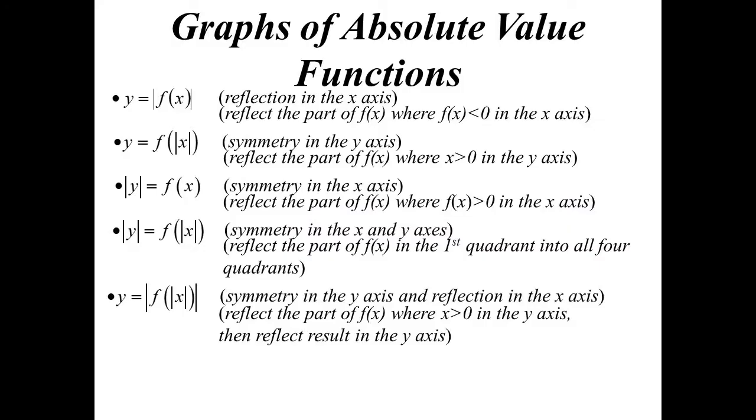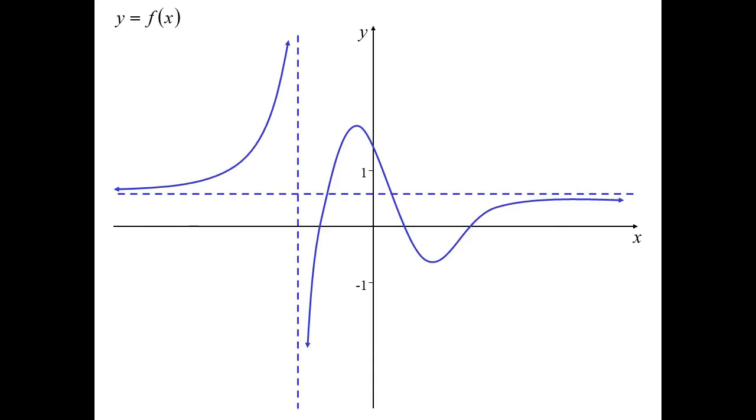Y is equal to the absolute value of function absolute value x. This is going to have symmetry in the y-axis, but reflection in the x-axis. And there's the description of what's going to happen. Reflect the part of function x where x is greater than 0 in the y-axis, and then reflect the result in the y-axis. Here's random curve.